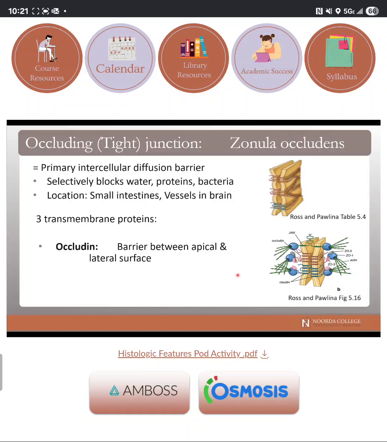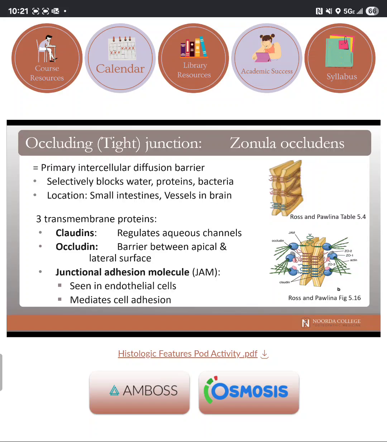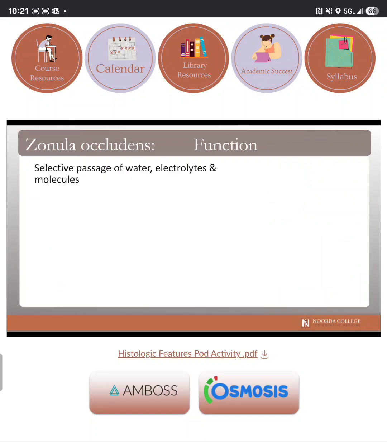You have your occludin, which is located here in the red-brown. Then you have your claudins below in the green-blue. And then you have your JAM, which looks like a little immunoglobulin sticking up on top there on the more apical aspect. JAMs are seen with endothelial cells and mediate cell adhesion, particularly the inflammatory cells when they need to get through the endothelial cells into the deeper tissue areas.